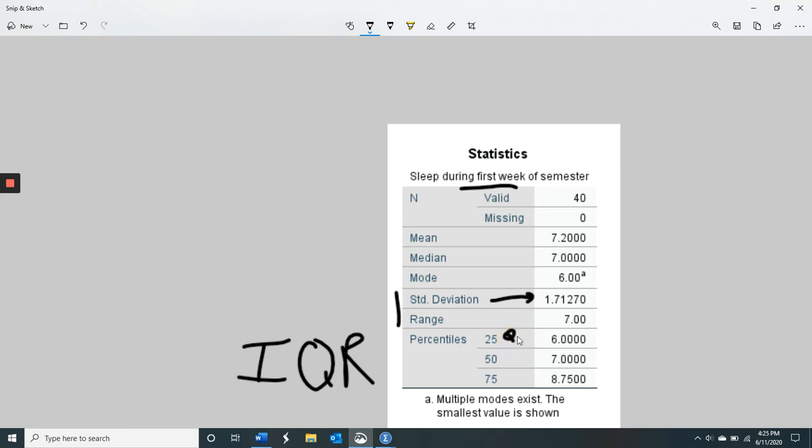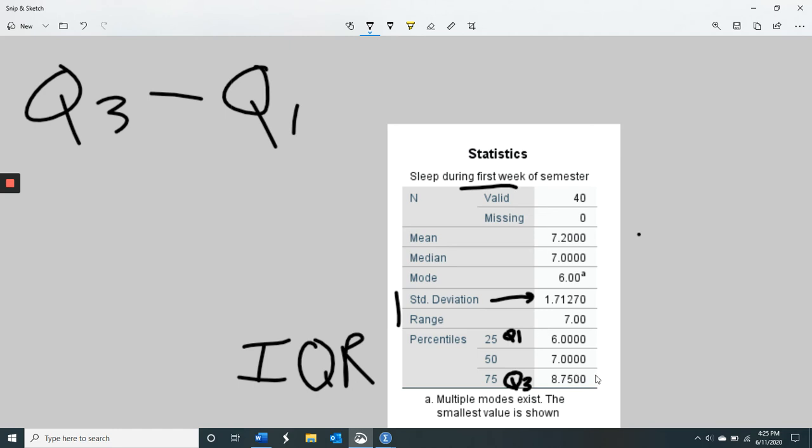This is Q1. So the 25th percentile is Q1. The 75th percentile is Q3. The 50th percentile is Q2, which is, by the way, the median, 7. So remember the interquartile range is Q3 minus Q1.